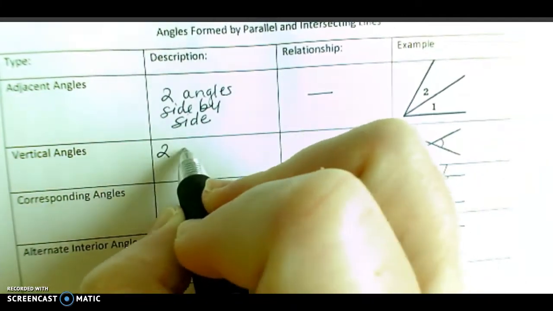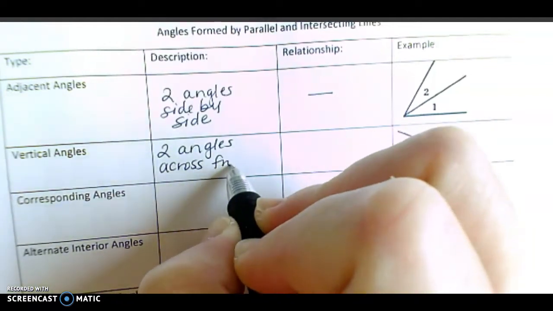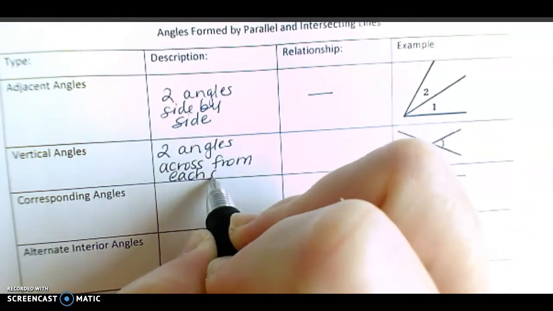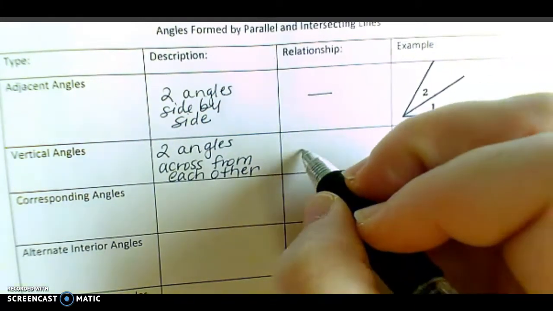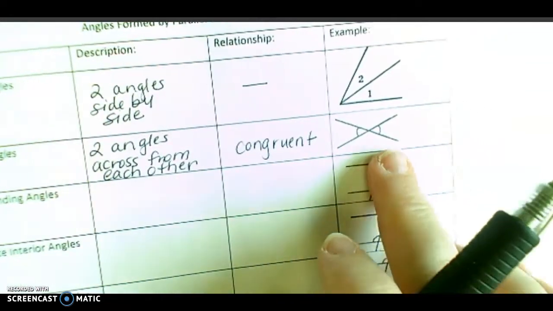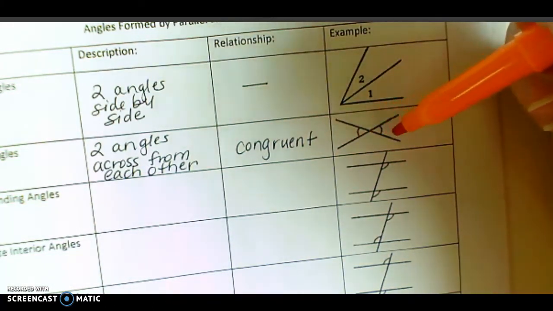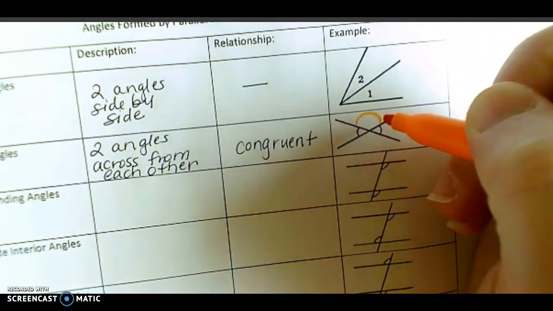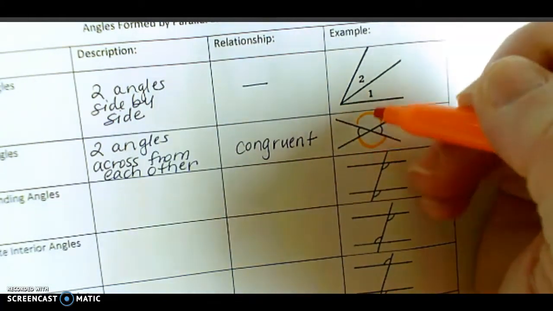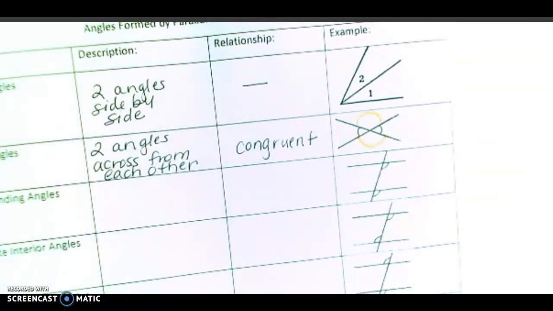Vertical angles are two angles across from each other. And vertical angles are always congruent. Here's a picture of two vertical angles, and what you need to know is that vertical angles are either side by side across from each other. They could also be above, so the two orange ones are vertical, but also the two that are across from each other. So vertical angles are just across from each other. They might be up and down, and they might be across.